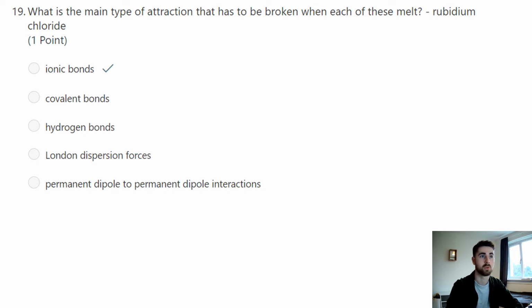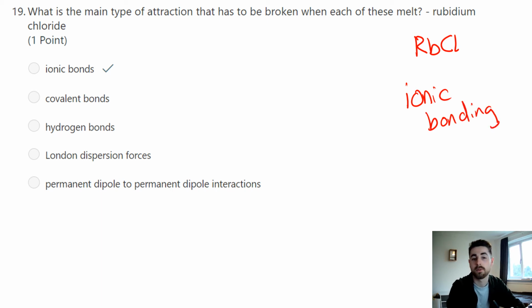Question 19, rubidium chloride, RbCl. You probably won't have heard of rubidium chloride before, but you don't need to have heard of it to be able to work this out, because we know that rubidium is an alkali metal, a group 1 metal, with very low electronegativity. Chlorine is a non-metal, with quite a high electronegativity, and when you've got a significant difference in electronegativity values, specifically between a metal and a non-metal, what you end up with is ionic bonding. So to melt an ionic compound, you need to break ionic bonds, the force of attraction between positive and negative ions.